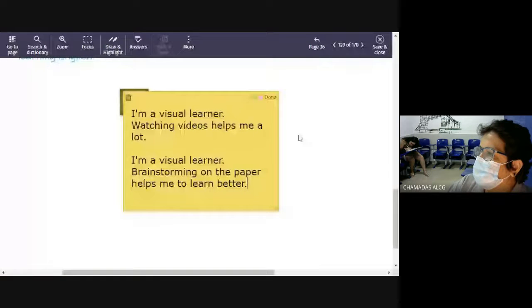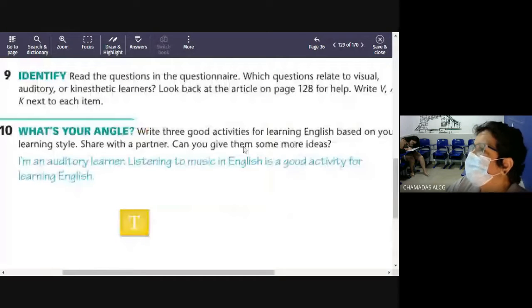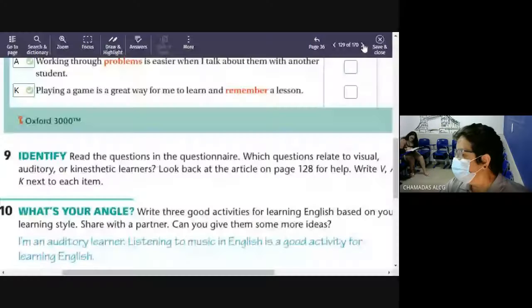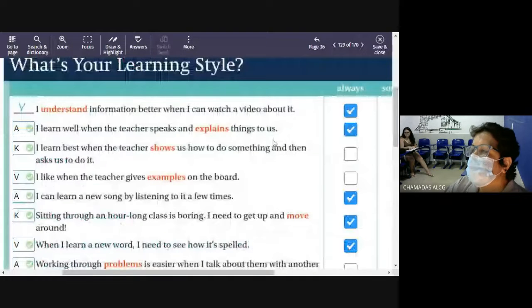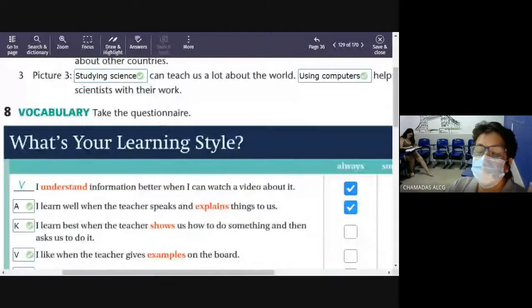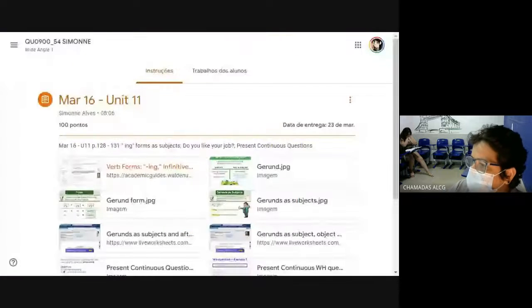All right, people. Okie dokie. So moving on. Let's see there. So we're done with this part. Let me just go back to our page on Google Classroom because I want to show you one activity using gerunds as subjects, just to consolidate this a little bit more, okay? So let's go here.